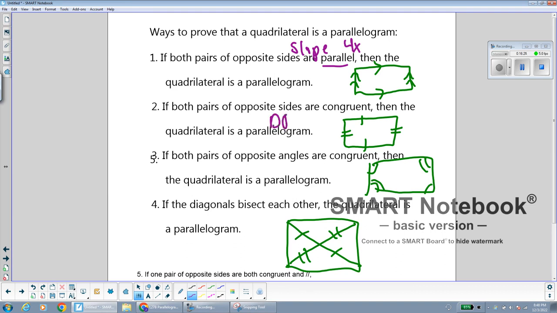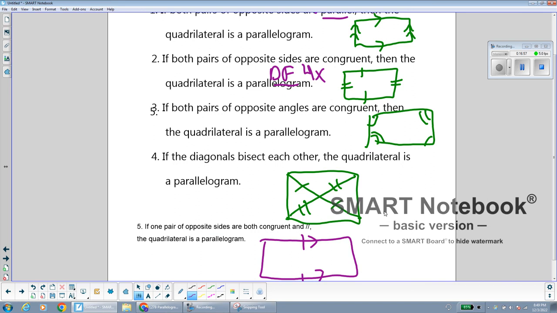You can show that both pairs of opposite sides are congruent. That would be using the distance formula. And that would be 4 distance formulas, one for each of the sides to show that this pair of opposite sides is congruent and this pair of opposite sides is congruent. Angles we can't show in coordinate geometry unless we're talking about right angles, but parallelograms don't always have to have right angles. So we don't really have a formula that could be used to find angles. So that one's not really going to apply to coordinate geometry.